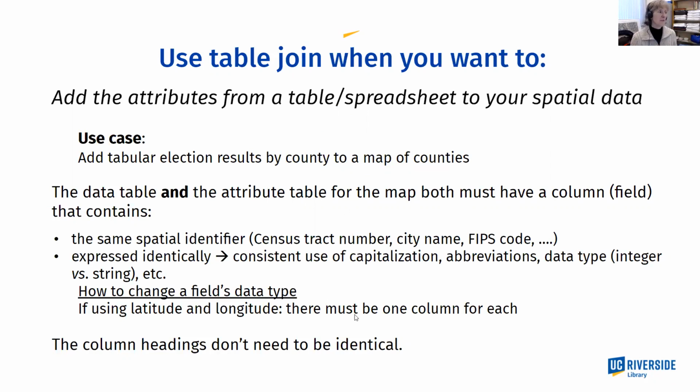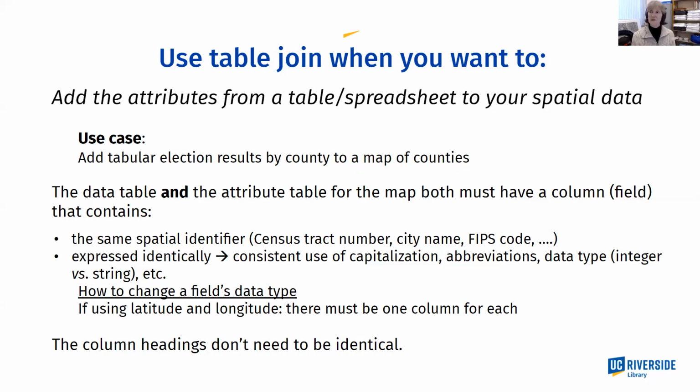A use case would be maybe you have some tabular election results by county, and you have a map of counties, and you would really love to show those election results on your map of counties. A couple of things about doing this. Both the data table that you have and your attribute table for your map must have a column, or a field, that contains the same spatial identifier. So a census tract number in the table, and a census tract column in your spatial file, and so forth. City name or whatever it is, has to be the same type of spatial identifier.